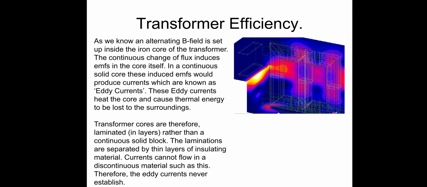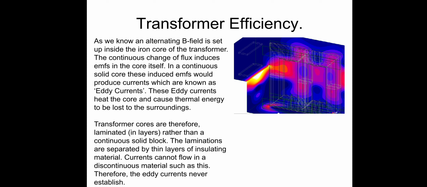So the way that we get around this is transformer cores, in case you ever wondered why they're laminated, as you're told at GCSE, they're laminated in layers rather than a continuous solid block, and the laminations are separated by thin layers of insulating materials. And we do this because currents cannot flow in discontinuous materials such as this. Therefore, the eddy currents can never establish themselves. The EMFs can set up, but there's no current flow, so there's no eddy currents. Therefore, we don't lose energy from the transformer via heat.